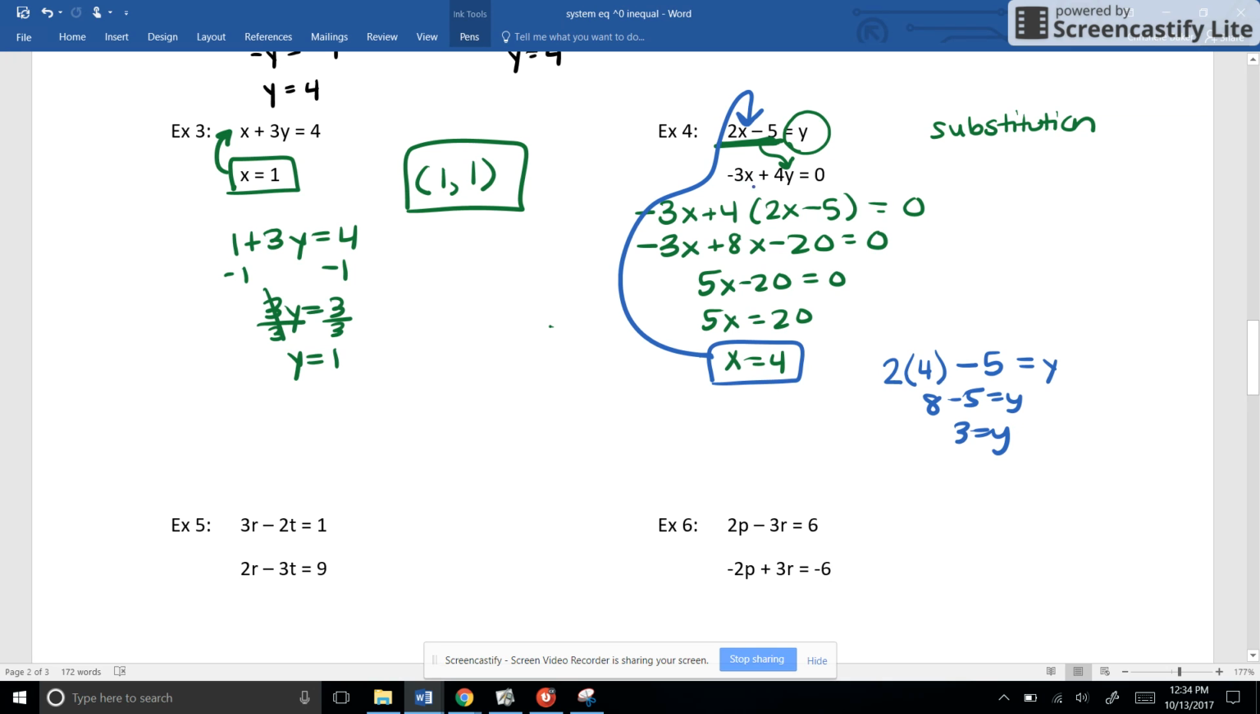I'm going to do the same thing. Plug this x in there and make sure I get the same answer. Negative 3 times 4 plus 4y equals 0. Negative 3 times 4 is negative 12. Add 12 to both sides. Divide by 4. So my ordered pair is 4, 3.